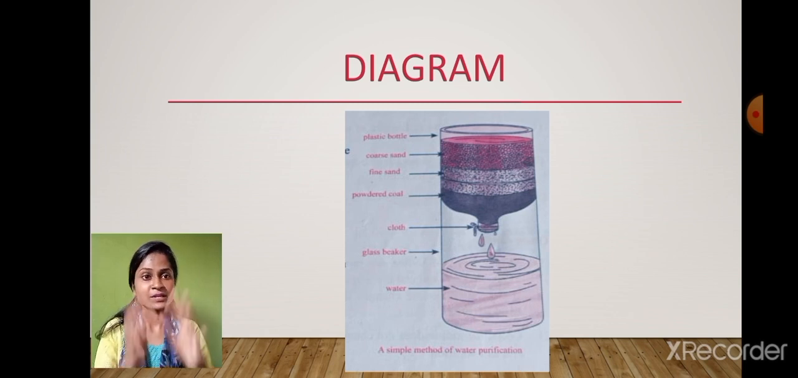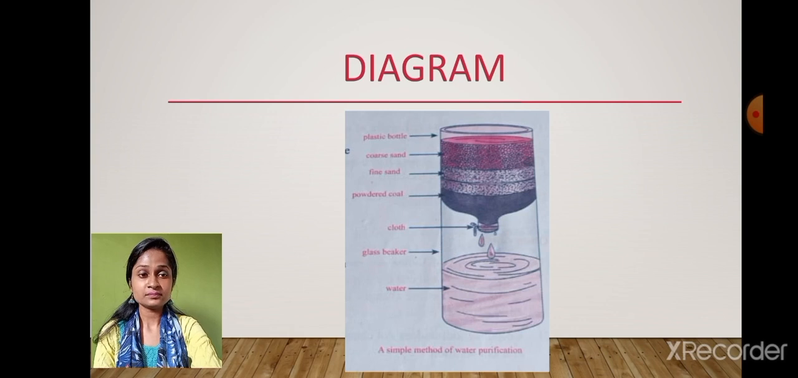Is that clear? So can you see here in this experiment, here it is a glass beaker, and in the glass beaker we got the clean water which got purified by this method. So here it is pure and clean water. Here you can see that a glass beaker is there. This is the clean water. Then you can see that the cloth is attached at the mouth of the bottle.